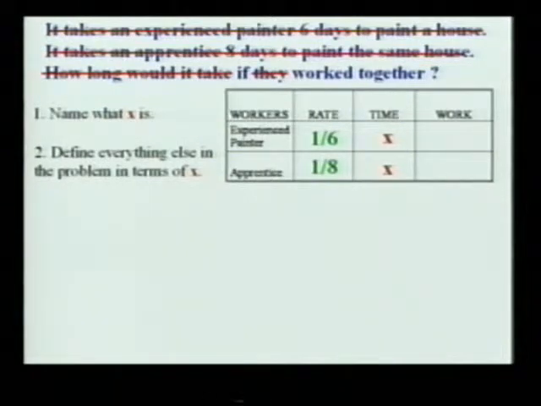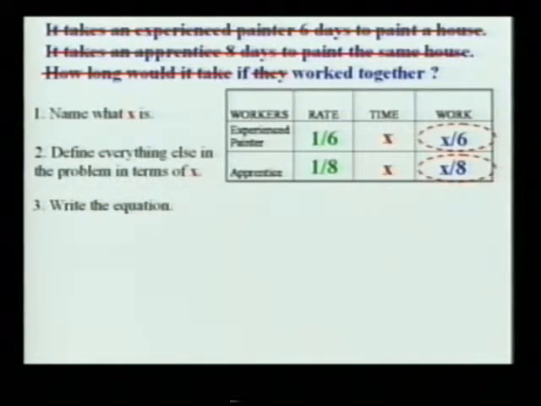Now, what about work problems? Well, we still fill in the two blank boxes using our formulas. Work, in this case, is rate times time. And we use those two, what I call the hard boxes, to make up the equation. And we still use what's left. Holy mackerel, there's not much left. They work together to paint one house.